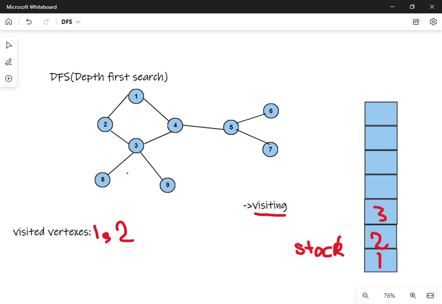Now move towards the adjacent vertex of 3, which is 4. Sorry, I forgot to write the visited vertices here. Let me write it once. We have visited 1, 2, 3 and 4. Now move towards the adjacent vertex of 4, which is 5, and put it into the stack.